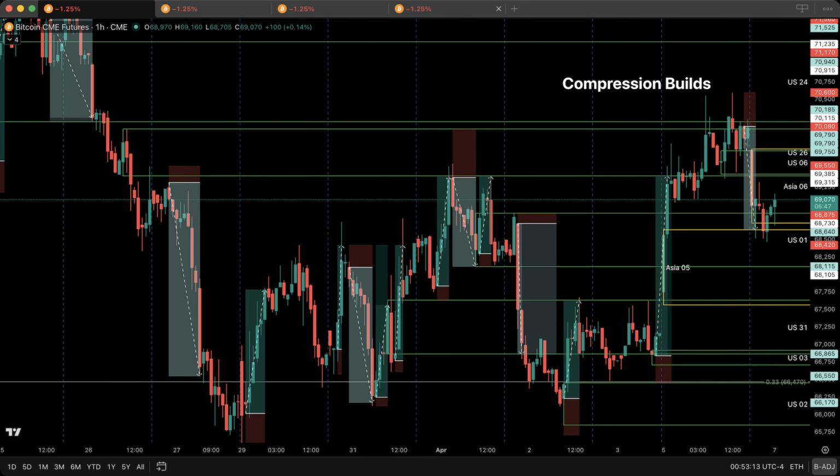Immediate return. Now nothing survives. Now the compression is no longer slow. It is aggressive. Moves stall immediately. Pullbacks deepen faster. Continuation fails earlier.